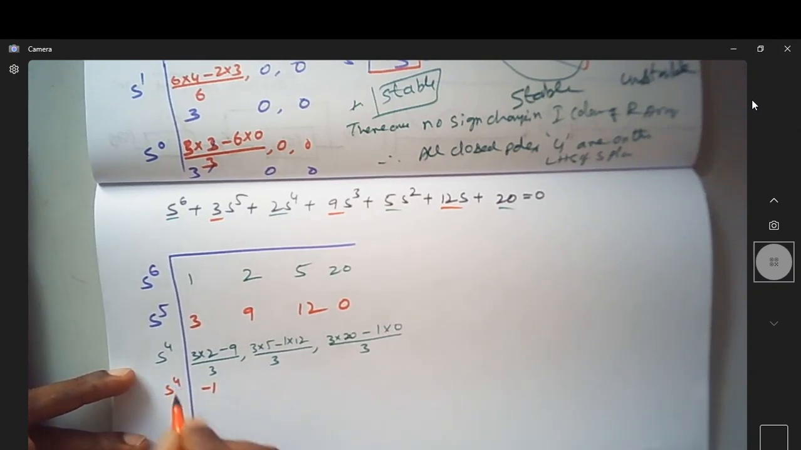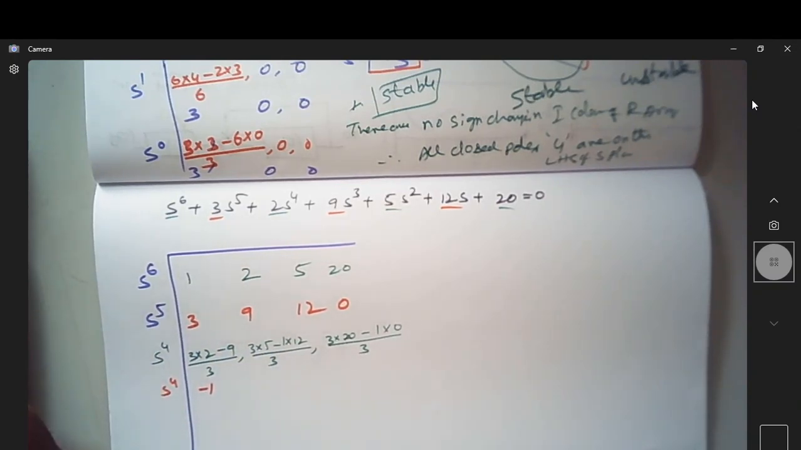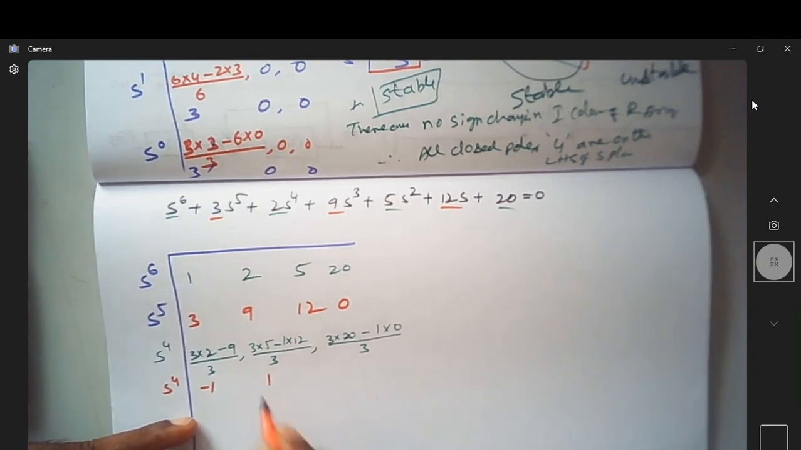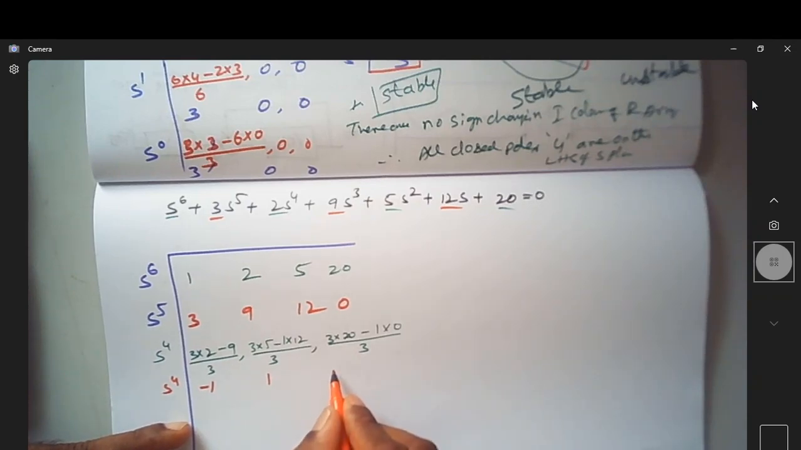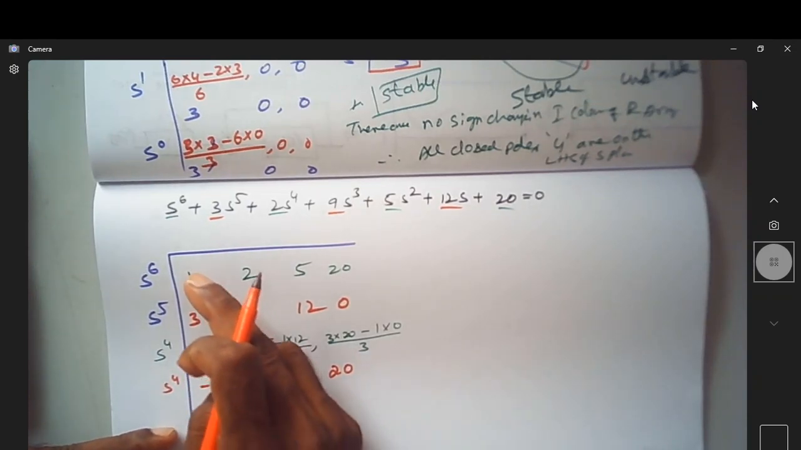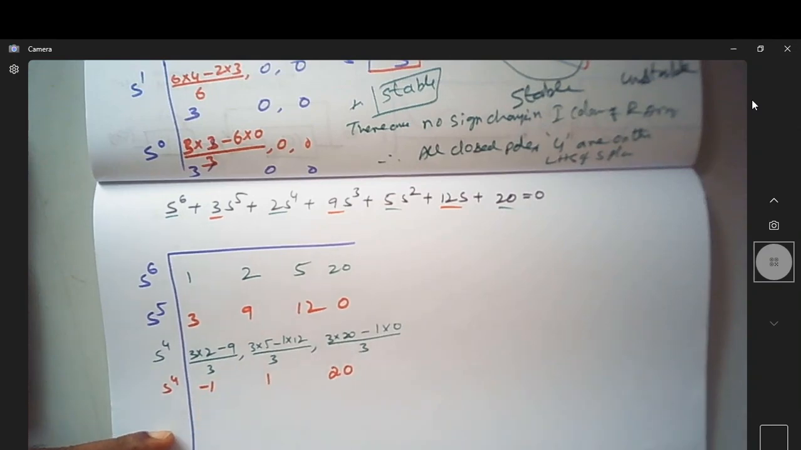This is again S power 4, and the second entry is 15 minus 12, which is 3, divided by 3, so it is 1. This is now 1, and here it is 20. You can see now 1, 3 is minus. So I need to continue with S power 3.